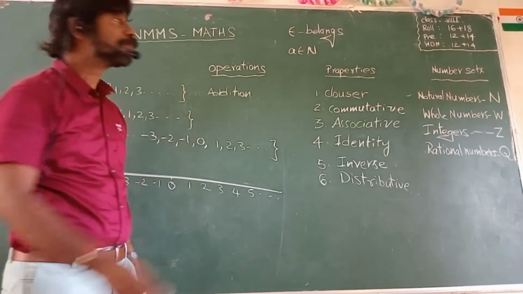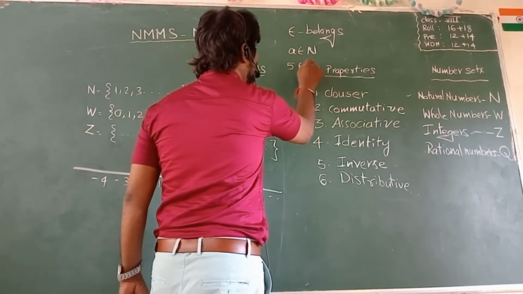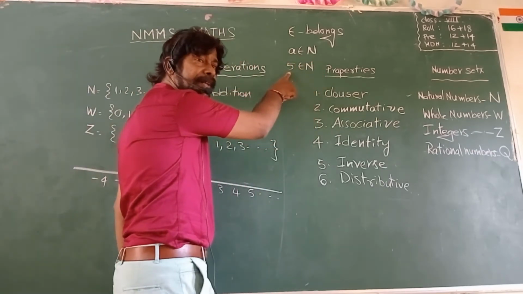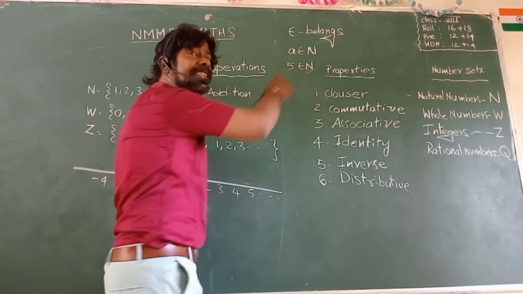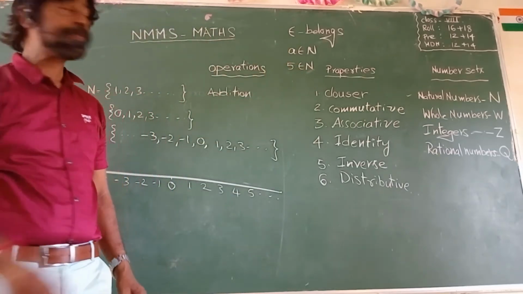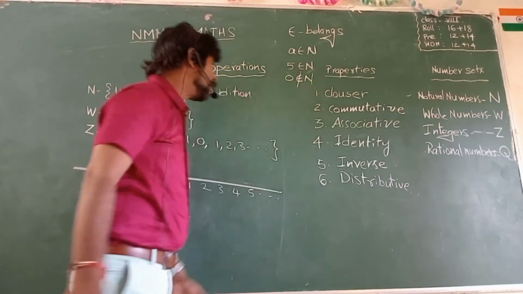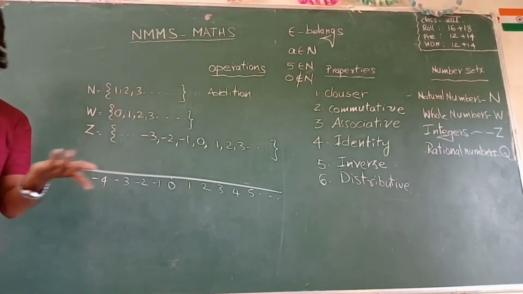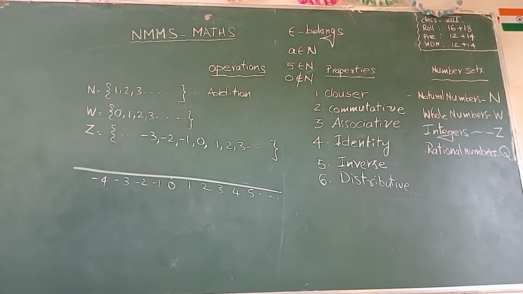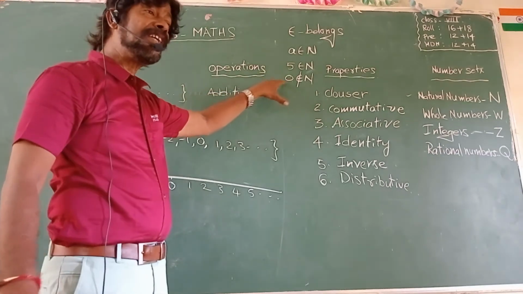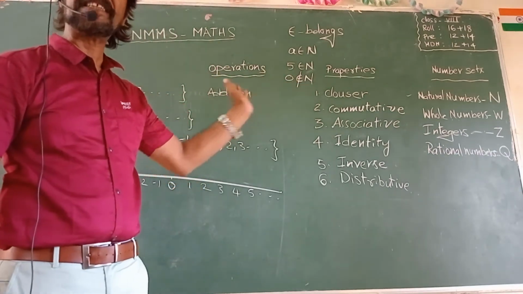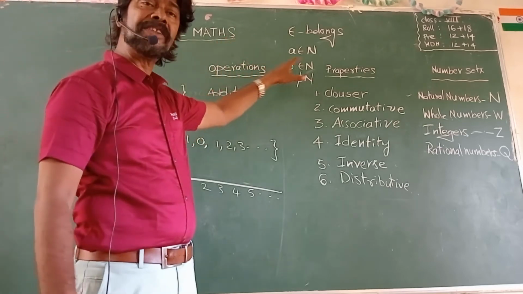Suppose 5 belongs to N. So 5 is a natural number, so it must be contained in the set of natural numbers N. Okay. 0 does not belong to N because there is no 0 in the set of natural numbers. Counting numbers do not contain 0. అంటే న్యాచురల్ నెంబర్స్ లో 0 లేదు. అది 0 న్యాచురల్ నెంబర్స్ లో లేదు అని చెప్పడానికి సింపుల్ ఎలా చెప్తామంటే 0 does not belong to N. 5 belongs to N.